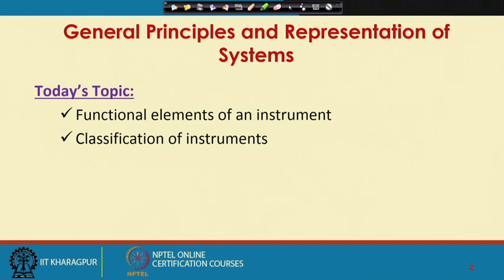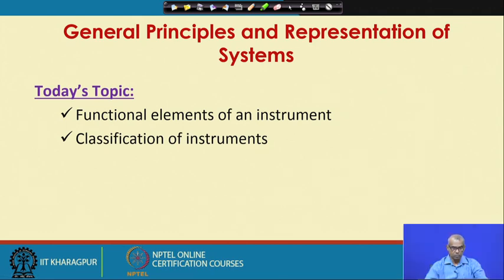We have been talking about general principles and representations of instruments for the last two lectures. Let's continue with lecture 3. In this lecture, we will introduce an important concept called functional elements of an instrument. We will try to see how these functional elements can be used to break down an instrument and analyze the functions of the entire instrument.